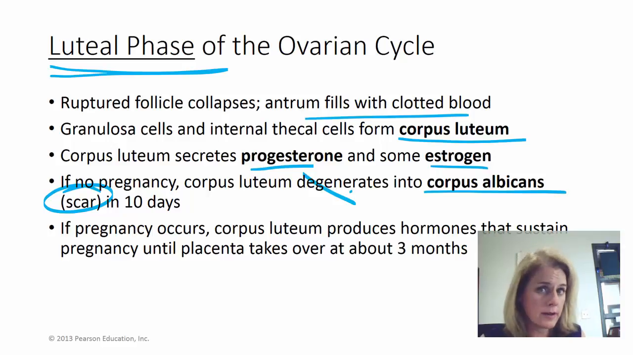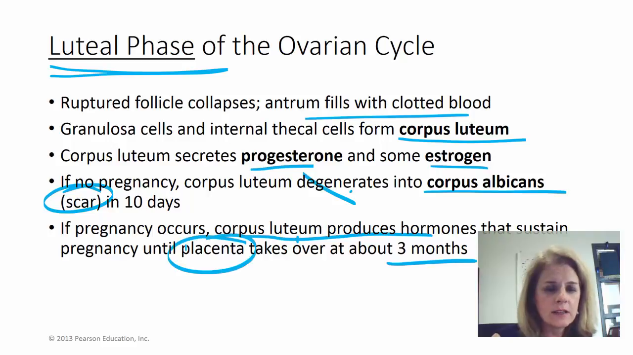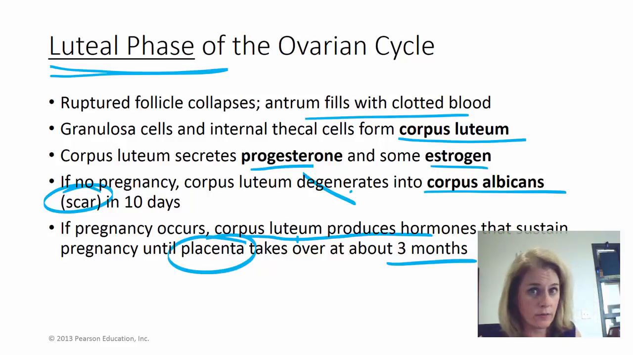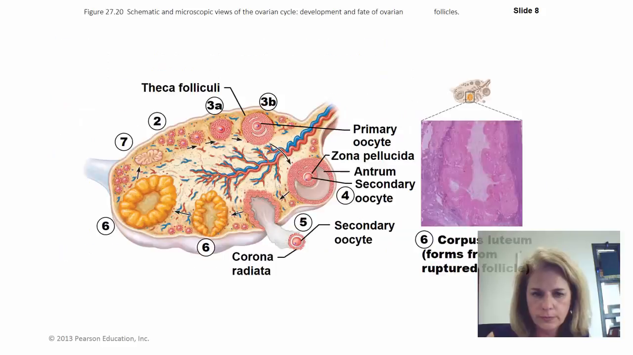If there is a pregnancy, if there is fertilization, the corpus luteum will remain active and continue to make hormones for about 3 months, because it takes 3 months for the placenta to fully form, and then it takes over. It'll start making hormones as well. So that's the luteal phase. You're turning that follicle into a hormone producer.